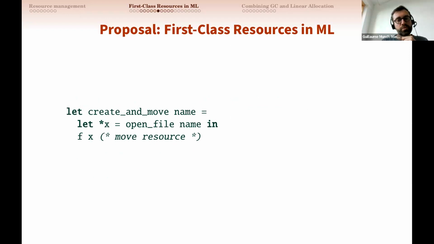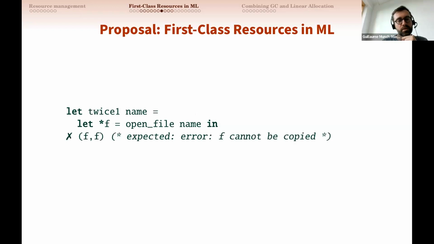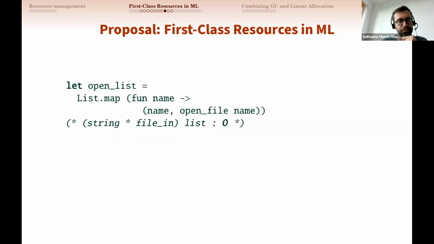If you open a file by calling open file, so you receive a file in variable x, then you can move it elsewhere by calling another function. This moves the resource. If you try to copy it, you expect to receive an error, because if you copy an owned file, you no longer know when to call the destructor.